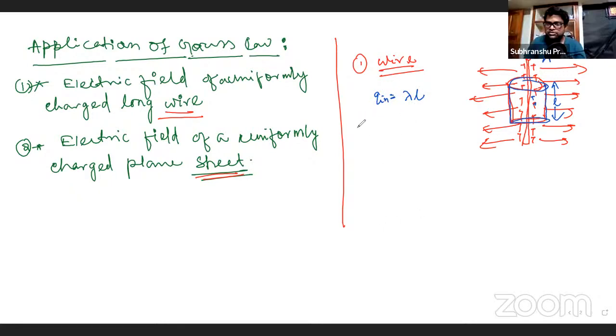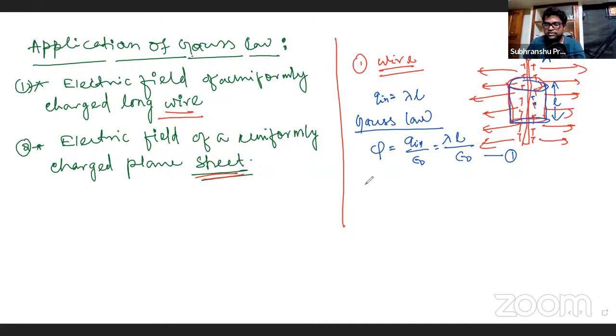So if we use Gauss law here, then the flux through the cylindrical surface equals Q inside by epsilon naught, and Q inside is lambda into L, so lambda L by epsilon naught. This is, let's say, equation 1.